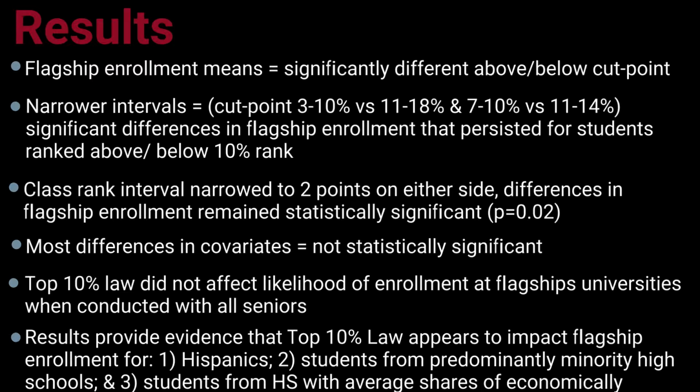So they also stated that for students near the cut point, the apparent disjunction could have two explanations or interpretations. So for example, either the top 10% law boosts flagship enrollment probability for those that are ranked immediately above the cutoff point, and/or the top 10% law dampens flagship enrollment probability for those that are ranked immediately below the cut point, right?